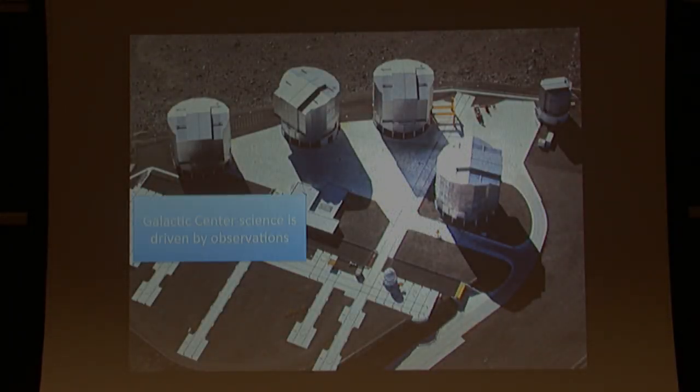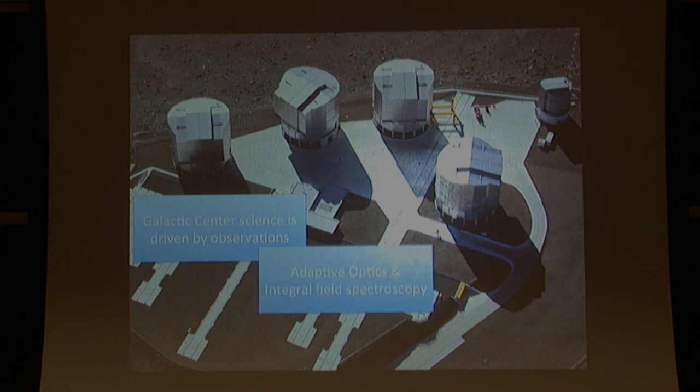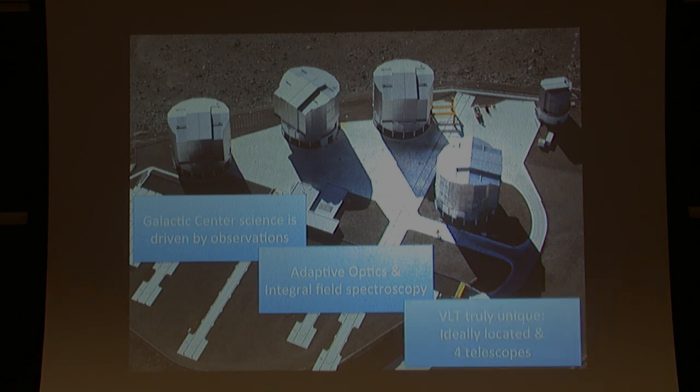The Galactic Center science, I think, is really driven by observations. It's one of these fields where observational progress really is pushing the field, particularly adaptive optics. And on our side, integral field spectroscopy has been really tremendously rich. And of course, we profit a lot from the uniqueness of the VLT. It's ideally located on the southern hemisphere, and it actually consists of 4 telescopes. But this is a talk I'm not giving. Frank will talk about the aspect of using 4 telescopes to observe the Galactic Center.